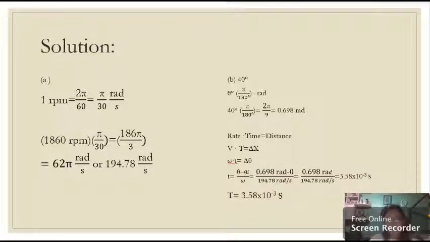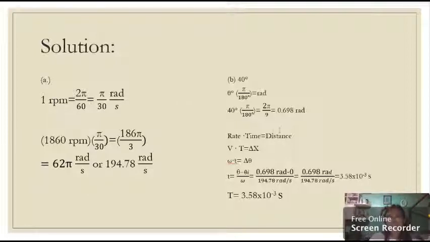So next, for letter B, we need to compute for the time it takes for it to turn through 40 degrees. So the first thing we need to do is to convert degrees to rad. The formula in converting degrees to rad is theta degrees times pi over 180 degrees, which is equal to rad. So 40 times pi over 180 degrees is equal to 0.698 rad.